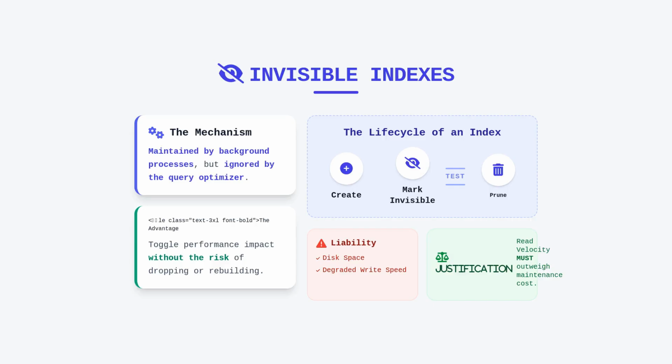Regularly identifying and pruning redundant indexes is essential, as the optimizer spends time evaluating each one before deciding on an execution plan. Every index must justify its own existence by providing a measurable improvement in read velocity that outweighs the cost of maintenance.